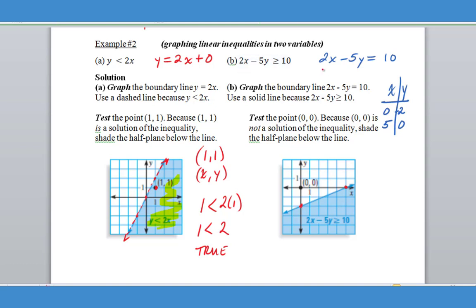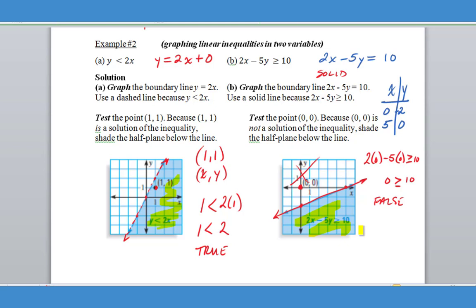And of course it's equal to, so we're dealing with a solid line, and so we would graph that line right there. And again, we need to test a point. This time, however, (0, 0) is not on the line, so I could test the point (0, 0), and I'm going to do that by replacing the x and the y value with 0, and so anything times 0 is just 0. So is 0 greater than or equal to 10? We know that that is a false statement, and so since (0, 0) is right here, none of this would be shaded. We're going to shade everything on the opposite side of the line from (0, 0).